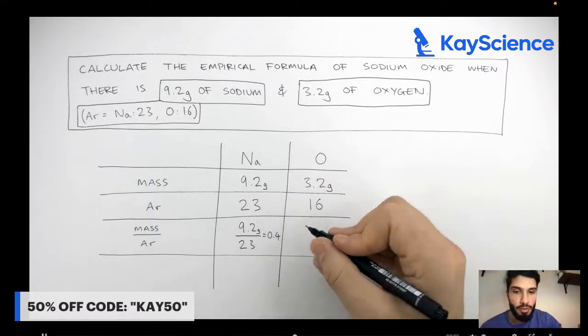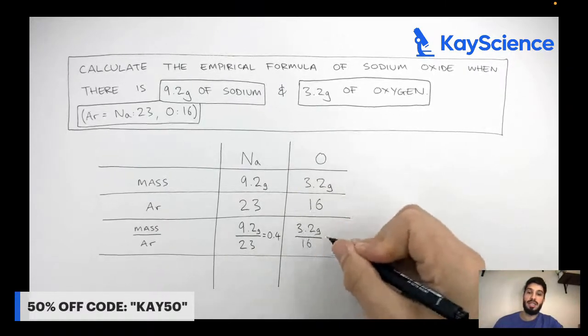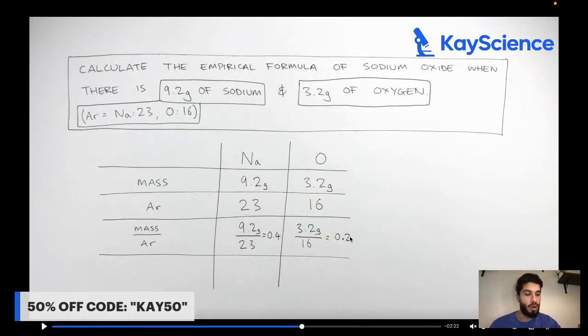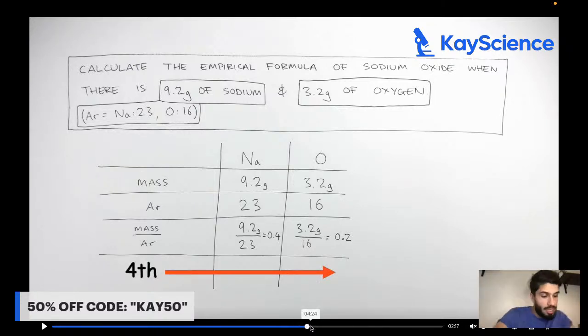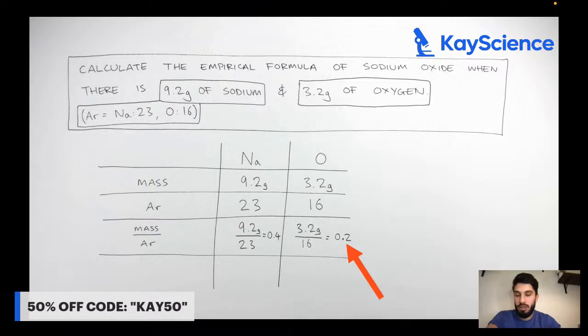We then do 3.2 grams divided by 16, which equals 0.2. At this point, if I was marking your exam, I would have given you 1 mark out of 3. Then the fourth row, well done, is the ratio. Excellent. So we can see that 0.2 is the smallest answer.